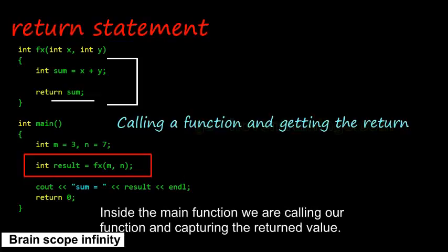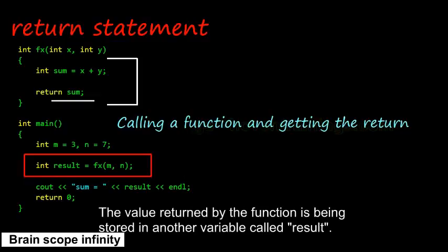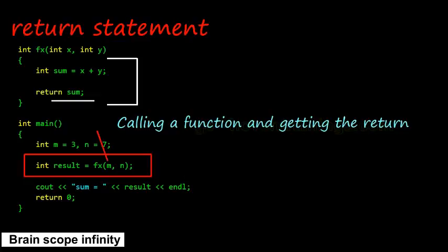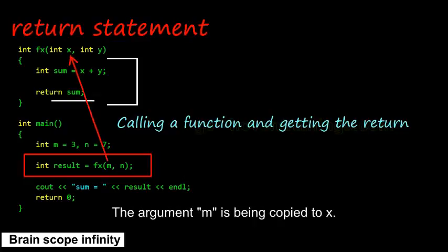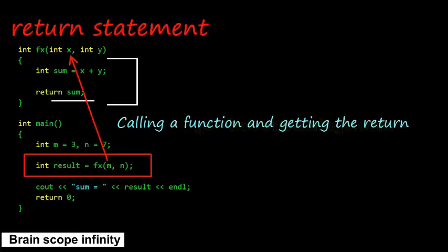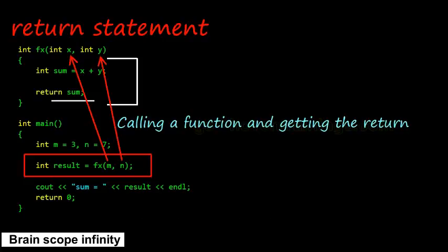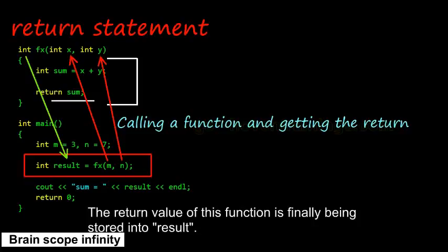Inside the main function we are calling our function and capturing the returned value. The value returned by the function is being stored in another variable called result. We can have a look at the various steps involved in this process. The argument m is being copied to x. And the argument n is being copied into y. The return value of this function is finally being stored into result.